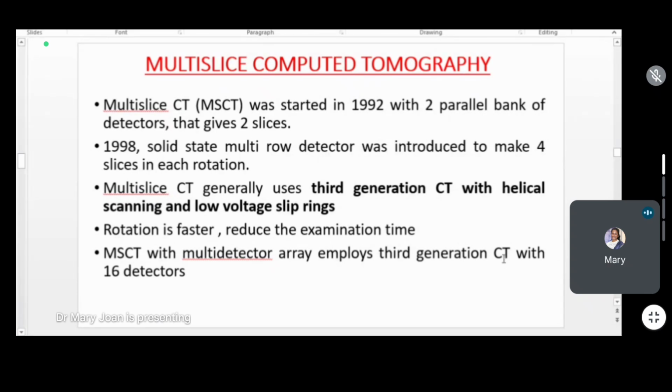And multi-slice CT generally uses third generation CT with helical scanning and low voltage slip rings. Rotation is faster, which reduces the examination time, and MSCT with a multi-detector array employs third generation CT with 16 detectors. We know that initially it is 16 detectors, then 64 detectors, 128 detectors. So all these things are commercially available. So that reduces the time taken for acquiring a fixed amount of data.